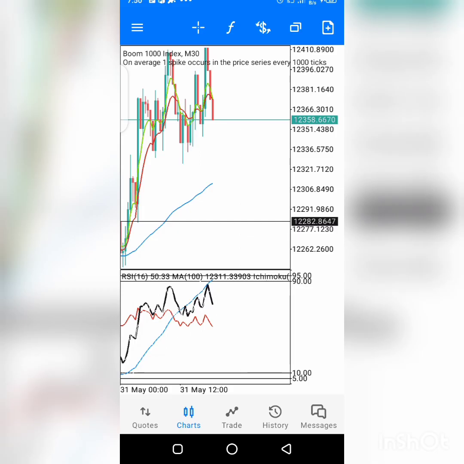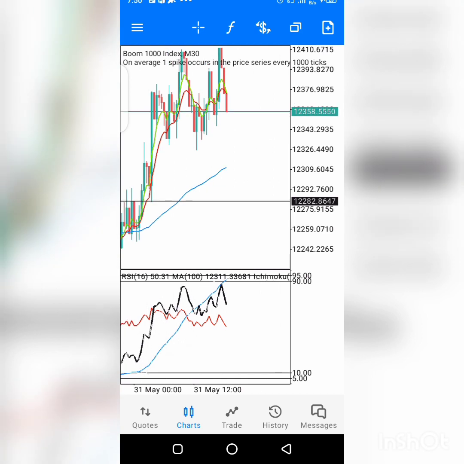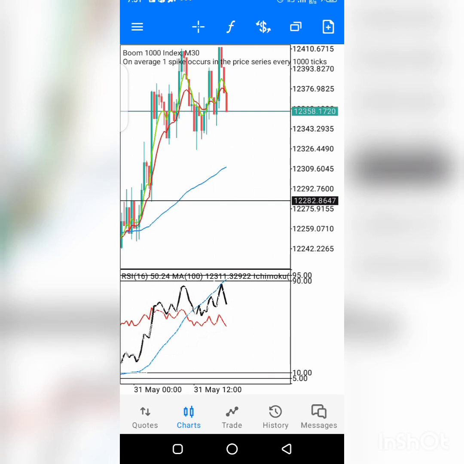In the last video I uploaded here, I made mention of using this very strategy to scalp Boom and Crash. I told you guys you can actually use this strategy to catch spikes on Boom and Crash, and as well you can use it to scalp Boom and Crash. So today I'll be showing you guys how to use this strategy to scalp Boom and Crash. This strategy is very reliable. It has really helped me.